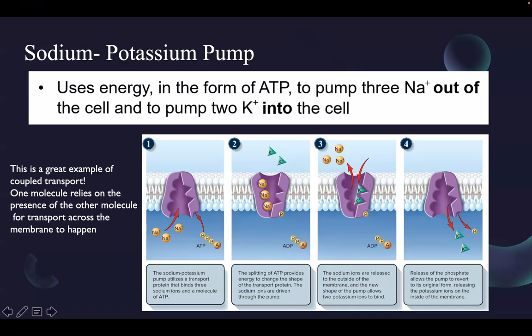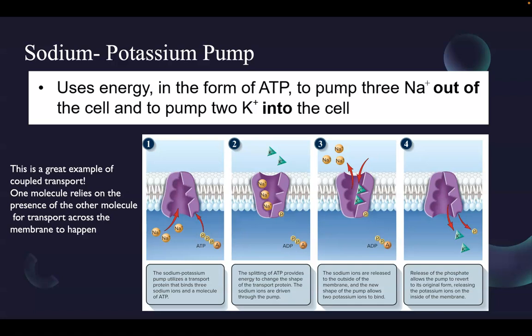So we talked about the sodium-potassium pump, and this is such a great example of active transport. These pumps use energy in the form of ATP to pump 3 sodium ions out of the cell and pump 2 potassium ions into the cell. It's also a great example of coupled transport because this is not a process that would be happening if there weren't a coupled reaction going on. So if only we had sodium ions that wanted to get out of the cell, the pump is only going to open in one direction and there's nothing to bring it open back in the other direction.